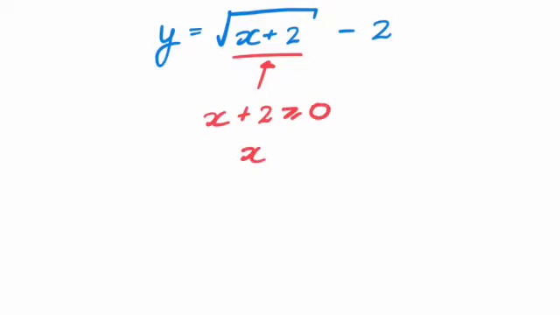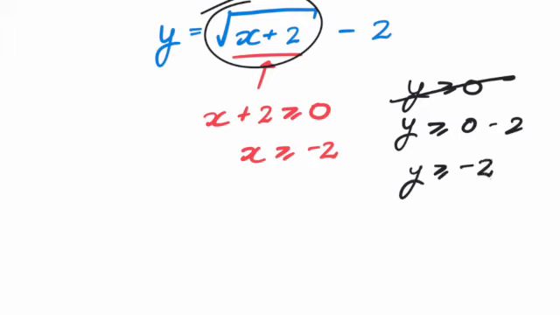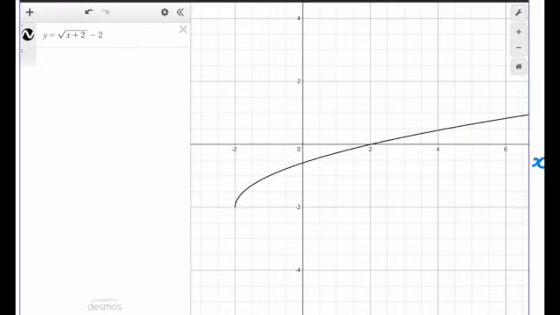So that means that x must be greater than or equal to negative 2. We also know that with the square root sign that basic function must produce a y value greater than or equal to 0. But we have a change occurring outside of that. We've got minus 2. So that means that y must be greater than or equal to minus 2 in this case. Let's have a look at the graph now to see how this compares.